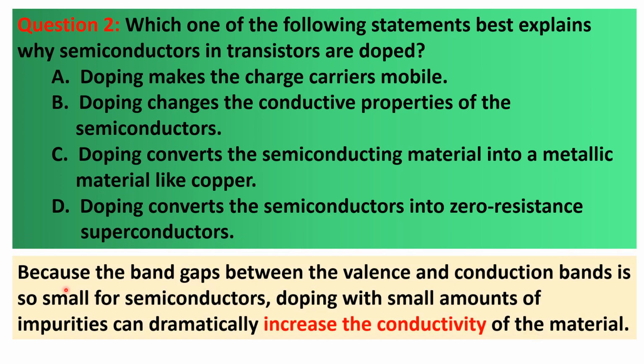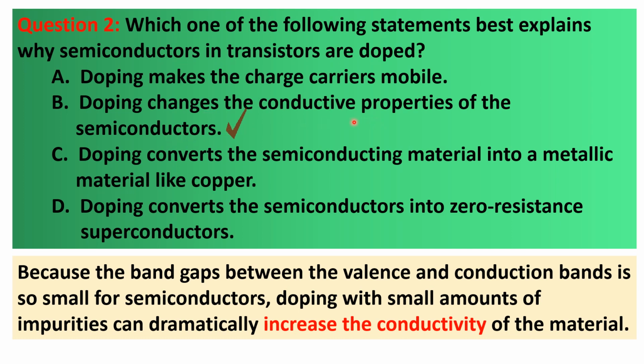let's point out first that inasmuch as the band gap between the valence and the conduction band is so small for most semiconductors, doping with small amounts of impurities results in a dramatic increase in the conductivity of the material, right? Which implies that our best answer for this question is in fact letter B. Doping changes the conductive properties of the semiconductors.